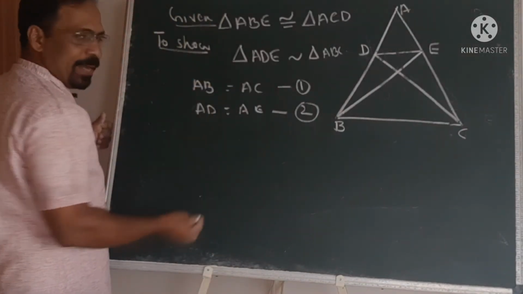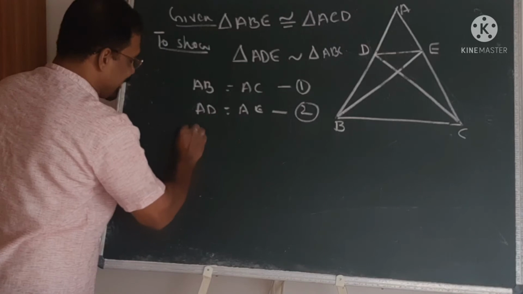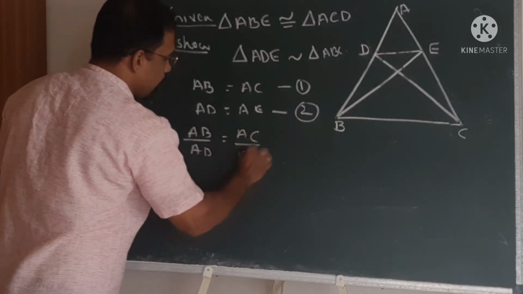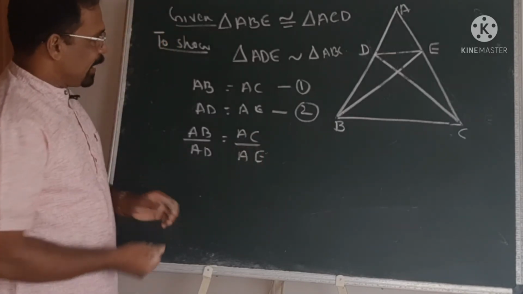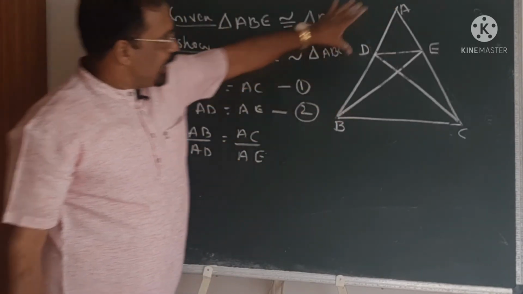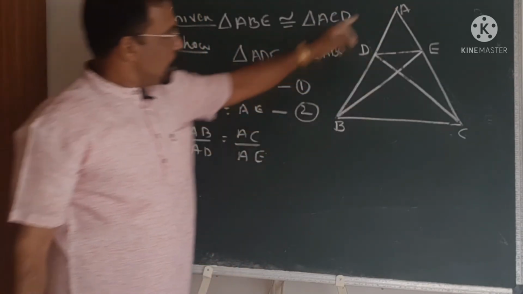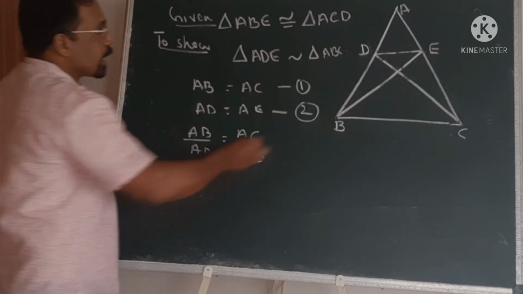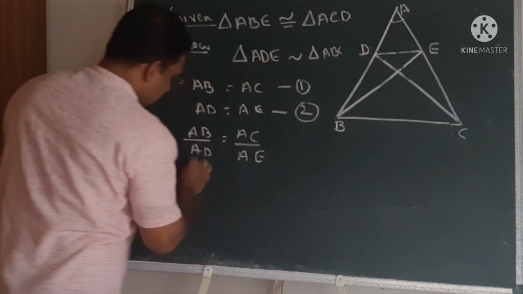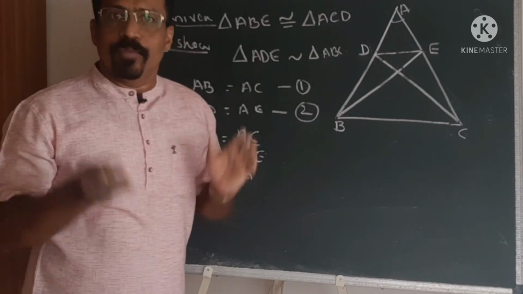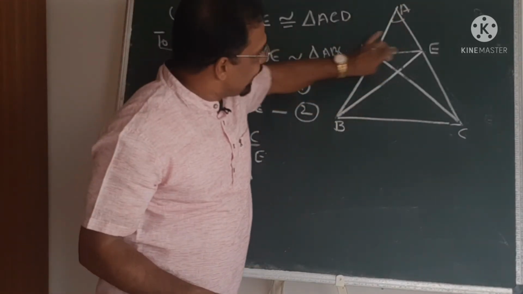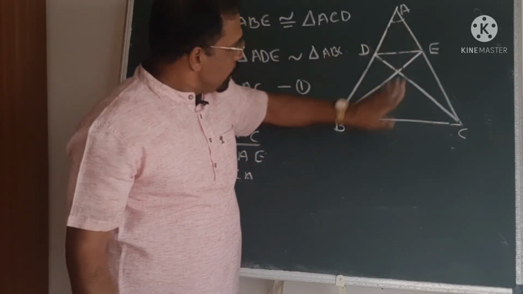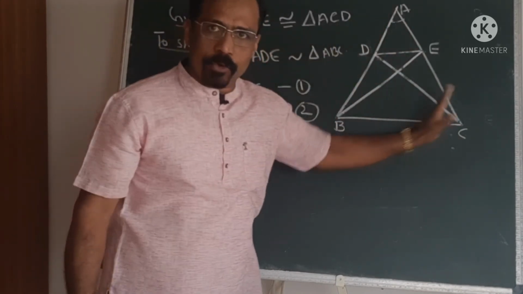Let us divide 1 by 2. That is, AB by AD is equal to AC by AE. Look here, AB by AD is equal to AC by AE, and second, angle A is common. We have to prove that ADE is similar to ABC. The smaller triangle is similar to the bigger triangle. That is what we have to prove.